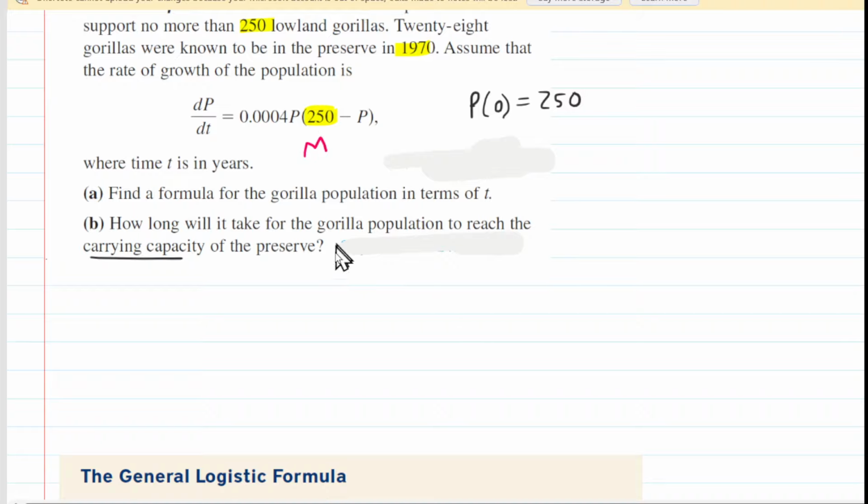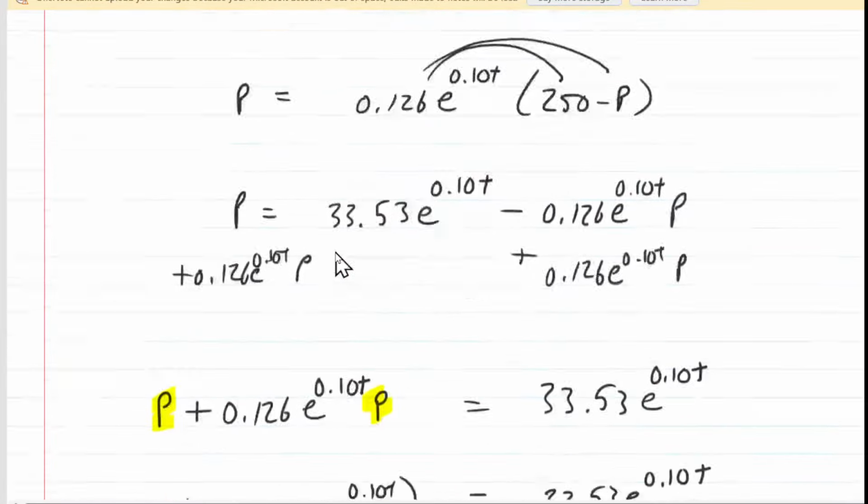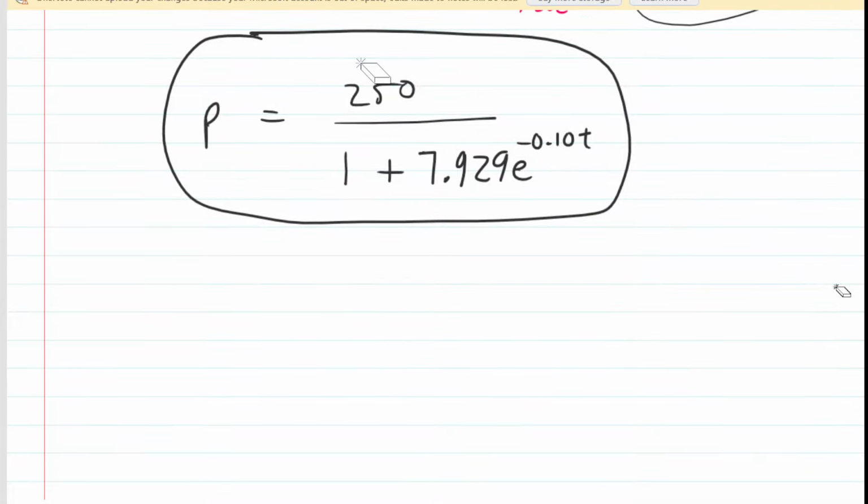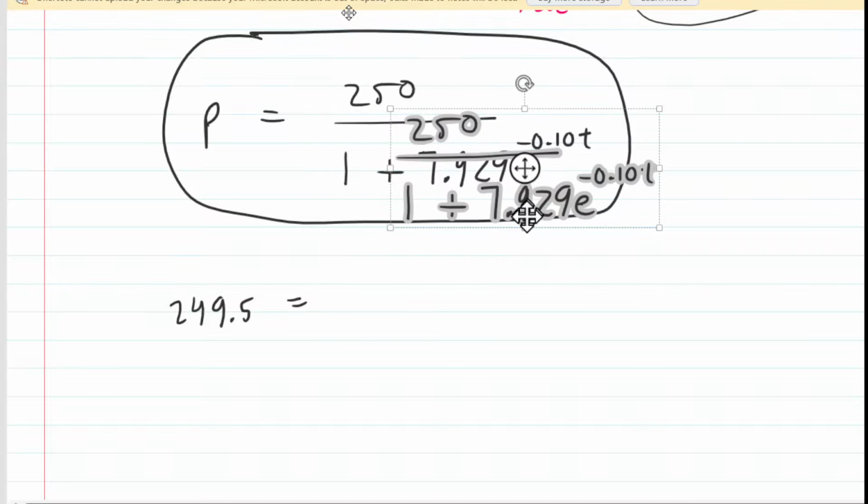So m would be 250, but it turns out if you actually plug in 250 for the gorilla population, so if you plug in 250 right here, you would create an equation that would not be solvable. You would end up taking the natural log of 0, which doesn't exist. So we can't actually plug in 250 because the algebra wouldn't be functional. So what we're going to do is get as close to 250 as reasonably we can, and perhaps we can use 249.5. So we're going to plug in 249.5 for the population because that's going to allow us to approximate the carrying capacity of 250.